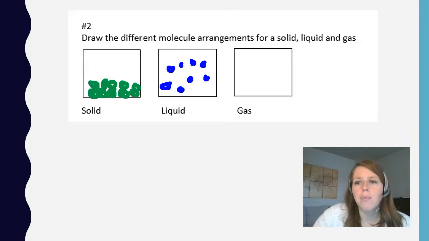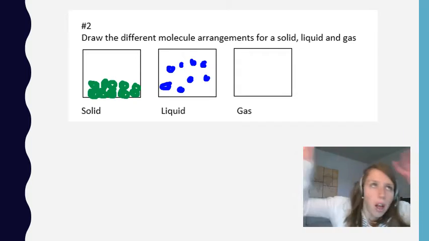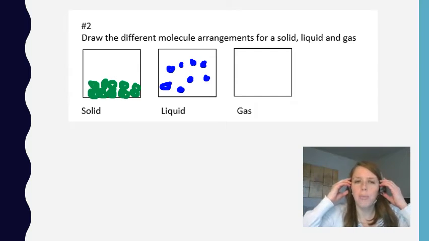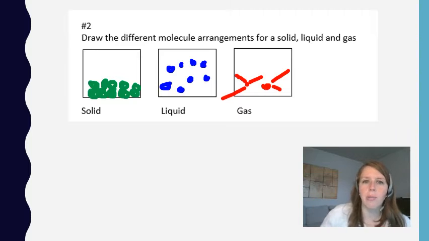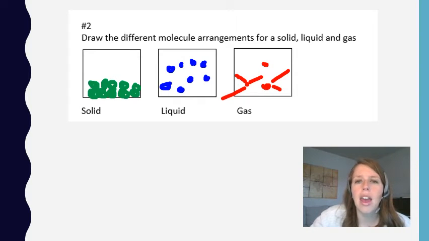Now a gas, we refer to these as the crazy molecules, right? Because they are moving around like crazy. So you can draw molecules with, sorry, this is kind of hard to do with a pen, but with kind of like tails behind them, because they just do whatever they want and they take up all the space that they possibly can.